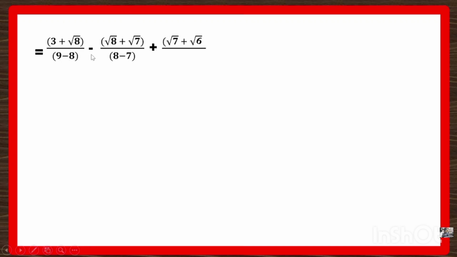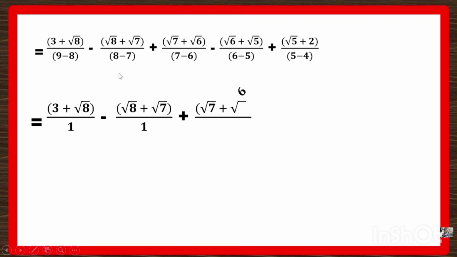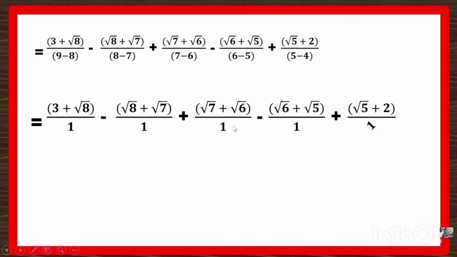9 minus 8, minus root 8 plus root 7 divided by 8 minus 7, plus root 7 plus root 6 divided by 7 minus 6, minus root 6 plus root 5 divided by 6 minus 5, plus root 5 plus 2 divided by 5 minus 4, right? So 3 plus root 8, it is 9 minus 8 for 1, minus root 8 plus root 7 divided by 8 minus 7 is 1, plus root 7 plus root 6 divided by 7 minus 6 is 1, minus root 6 plus root 5 divided by 6 minus 5 is 1, plus root 5 plus 2 divided by 5 minus 4 is 1.